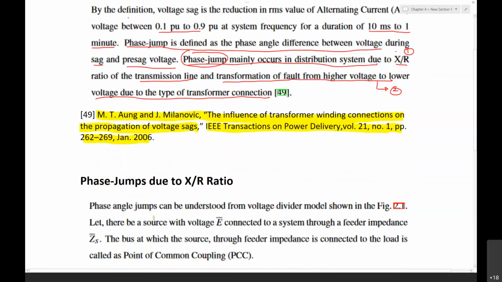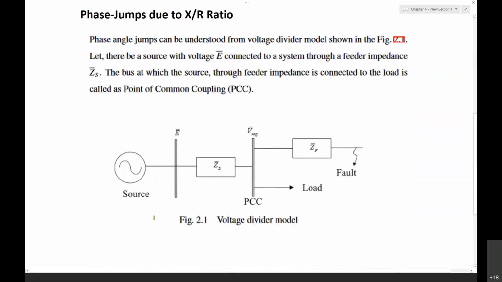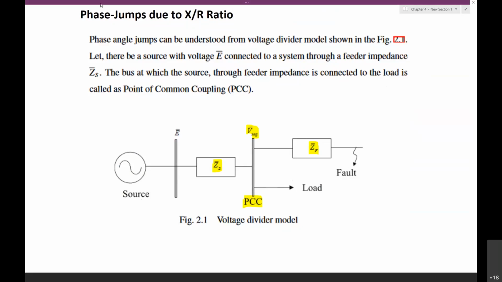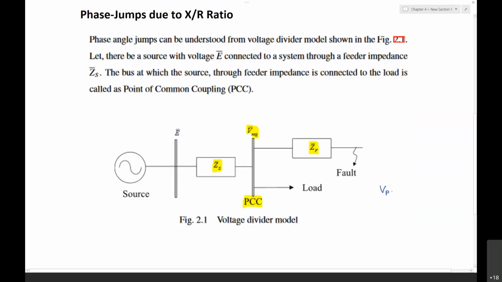Firstly, I'll look into the phase jumps due to the X/R ratio. This is a typical single line diagram. We have the voltage source and feeder impedance Z_S, then this is the fault impedance, and this is the load. This is at the point of common coupling. I was just mentioning V sag also. Instead of V sag, we can take it as the PCC voltage also.